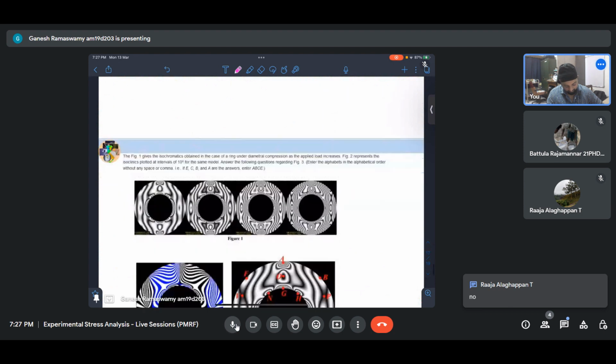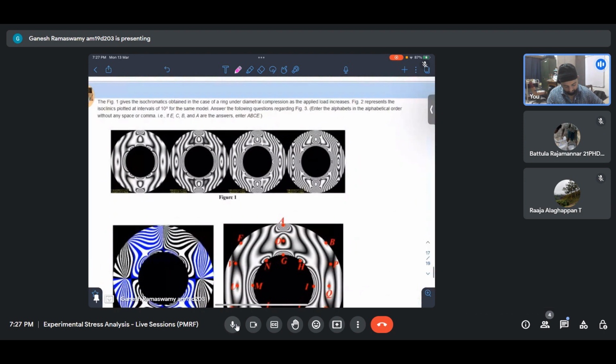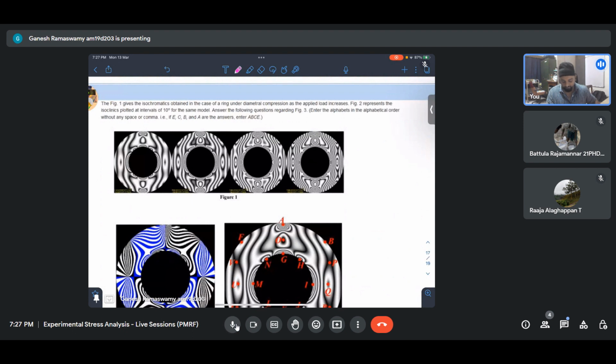So let us move to this last question that we have. Figure 1 gives the isochromatics obtained in the case of a ring under diametral compression as the applied load increases. So essentially we have applied P here and we have applied P here, and P increases. So what all are we able to see here from figure 1?